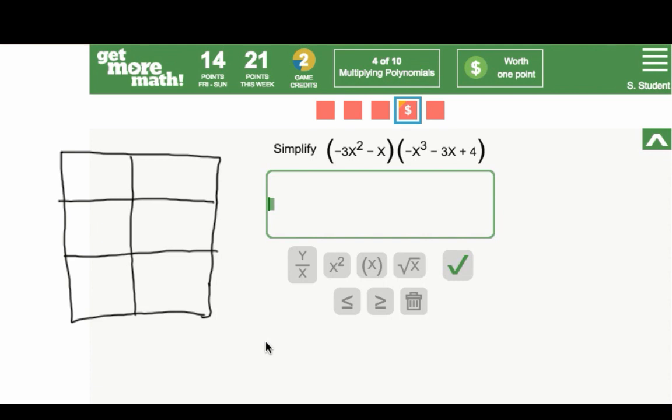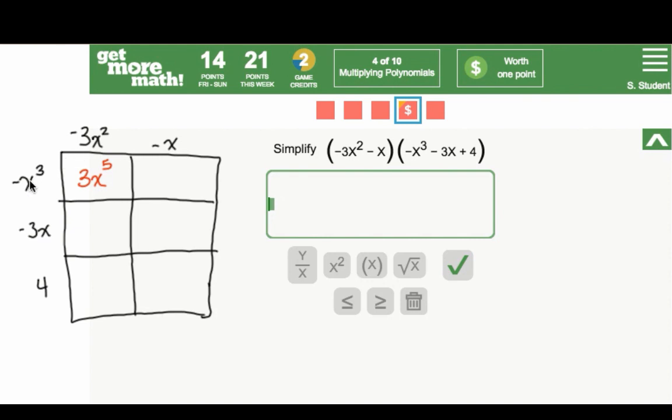So I'm going to put the negative 3x squared up here, and the negative x, and then down the side I'm going to put the negative x cubed, the negative 3x, and the 4. And then we're going to go ahead and multiply. So remember, we're going to take negative x cubed times a negative 3x squared. And when we do that, we get 3x. What's the exponent going to be? You have 2 x's and 3 x's, and so if you count them, you're going to have 5 total.